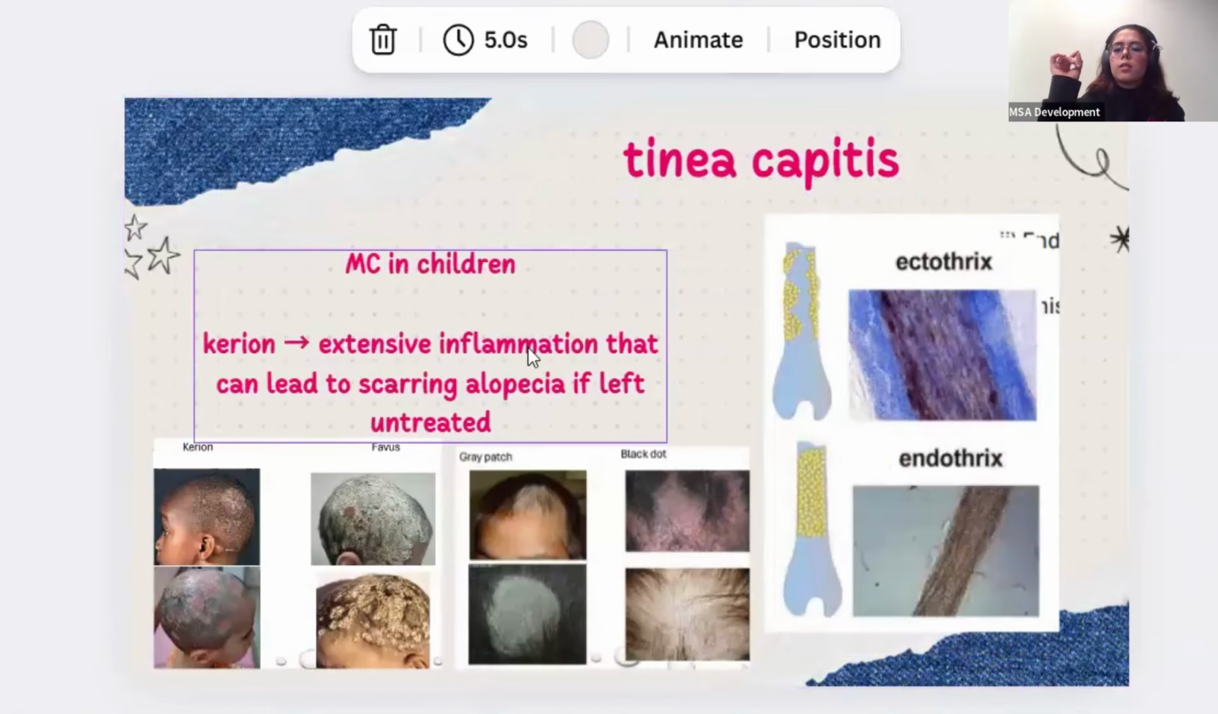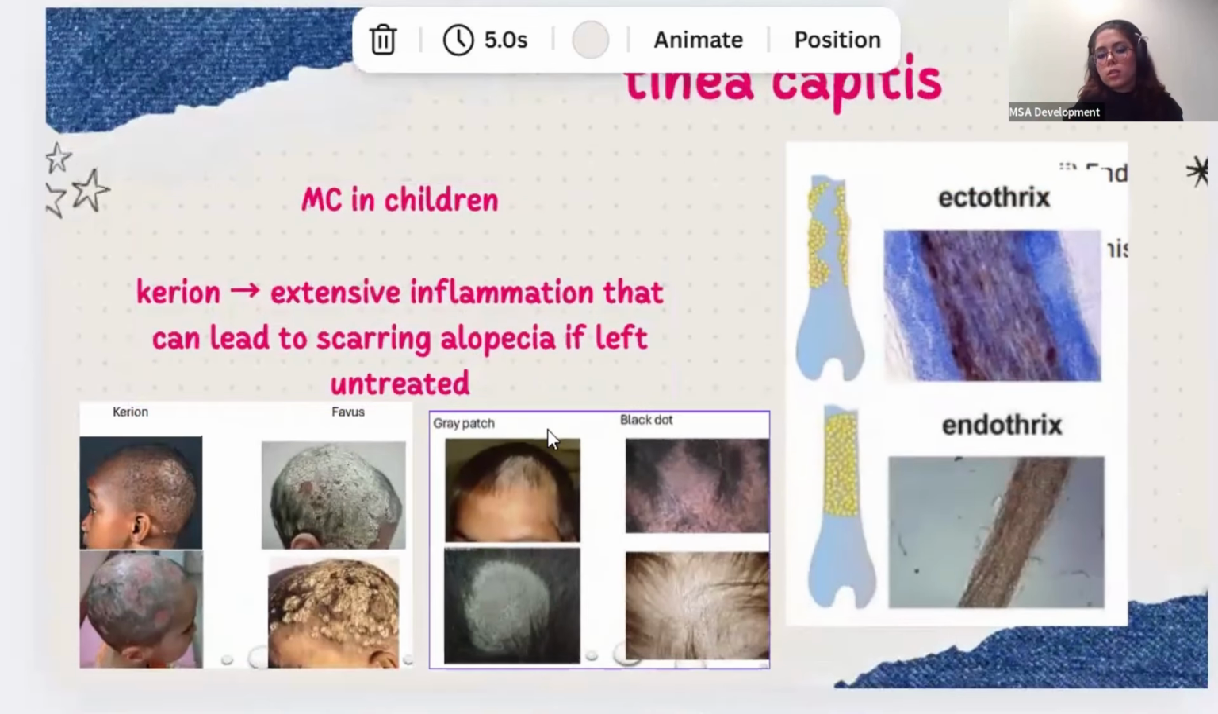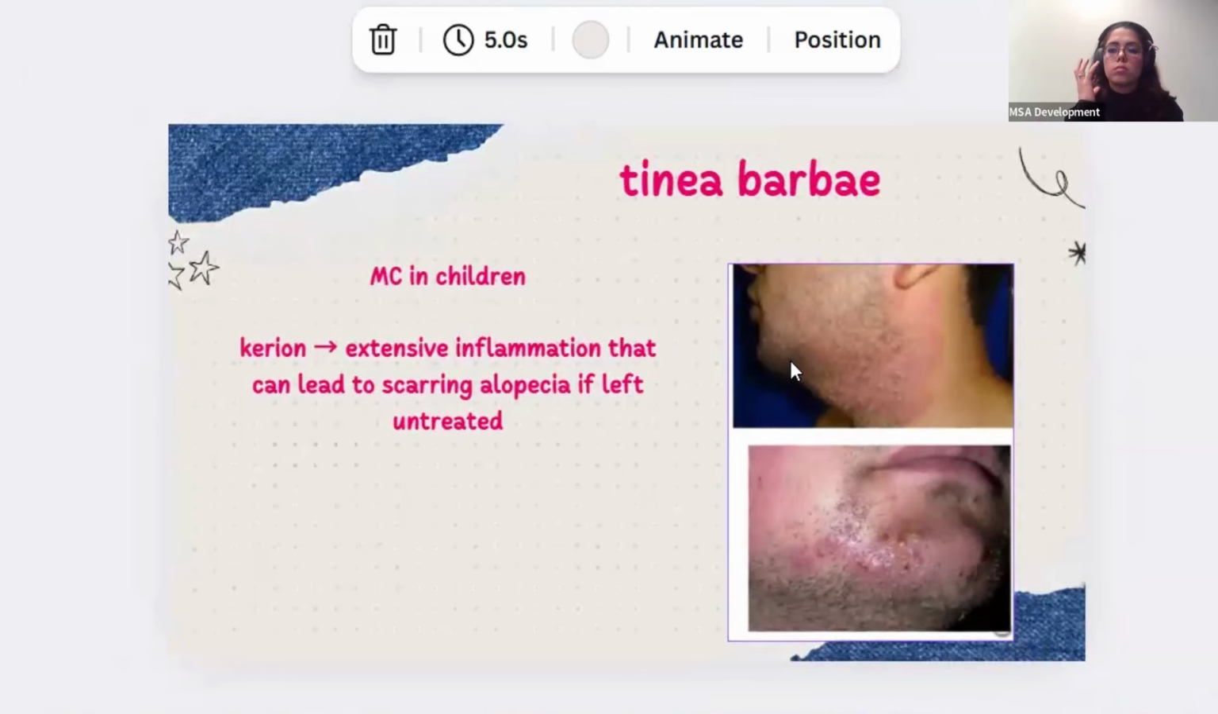Tinea capitis, it's fungal infection of the hair follicle, okay, or the scalp in general. Kerion is extensive inflammation that can lead to alopecia if left untreated. Tinea barbae is, again, like shaving.